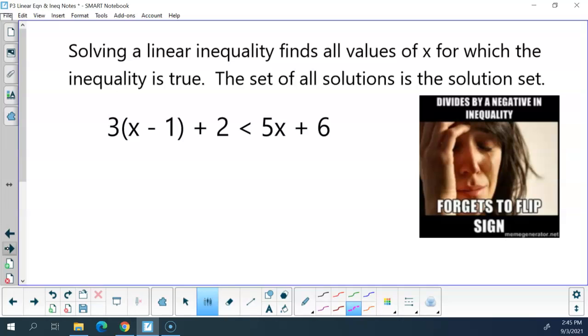Linear inequalities. Okay? So linear inequalities are solved very similar to linear equalities, which is what we were just doing. Now, instead of finding just one solution or two solutions, we're finding an entire range of solutions. So we do it much the same. The only kicker is that when we multiply or divide by a negative, we have to flip that equality symbol.